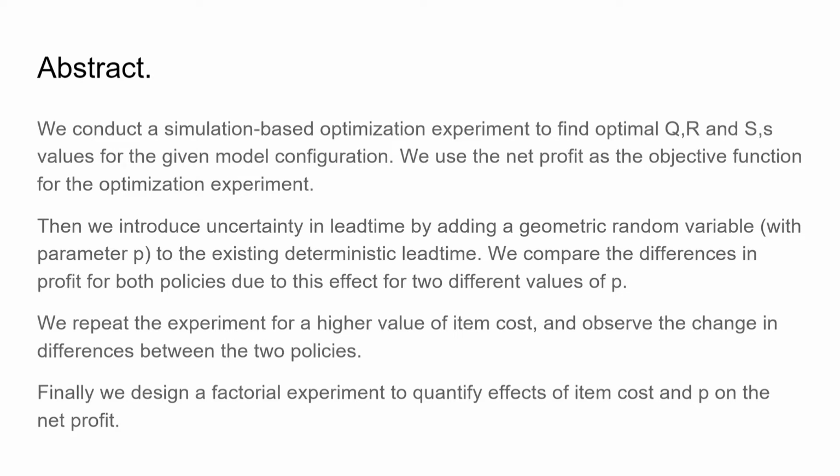In the abstract part, we use the net profit as the objective function for the optimization experiment. We compare the differences in profit for both policies due to this effect for two different values of order probability. We repeat the experiment for a higher value of item cost. Finally, we design a factorial experiment to quantify the effects of item cost and order probability on the net profit.